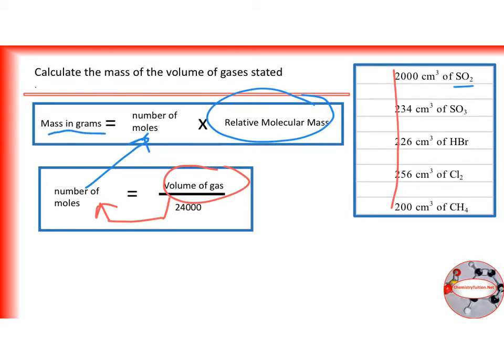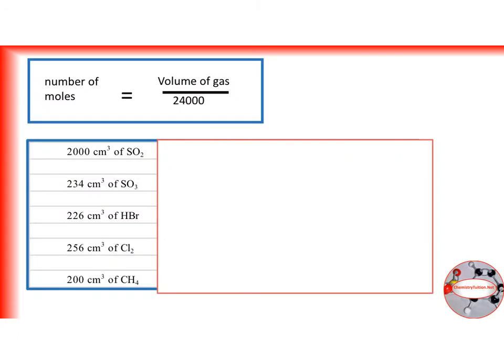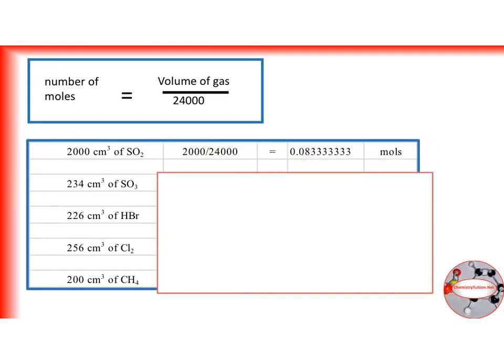So let's have a go. We'll take this step by step. So let's do SO2 first of all. For SO2, we're going to find first of all the number of moles. We have our volume there. So we've got 2,000 centimeters cubed of SO2, and we're going to divide that by our 24,000. If we do that, we will find that we have 0.0833 moles.